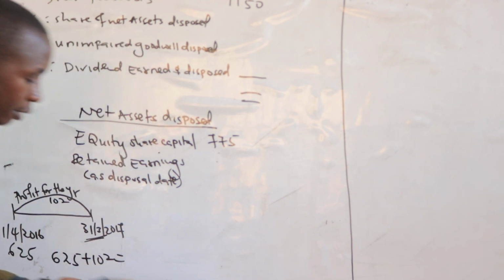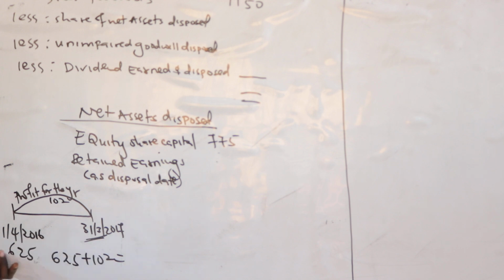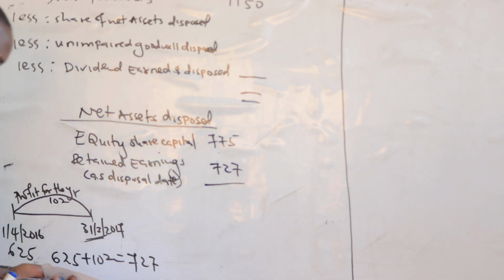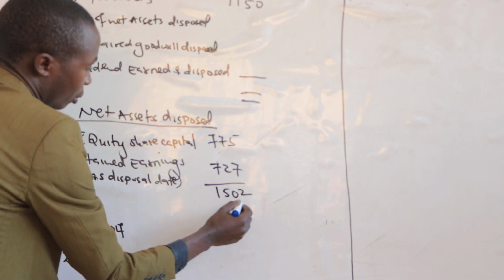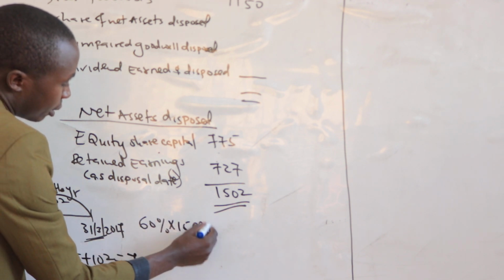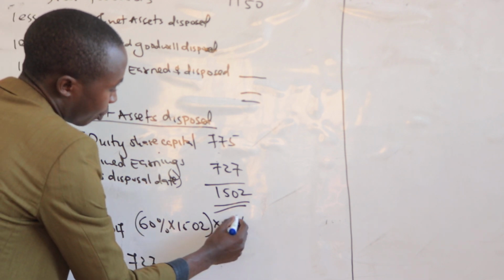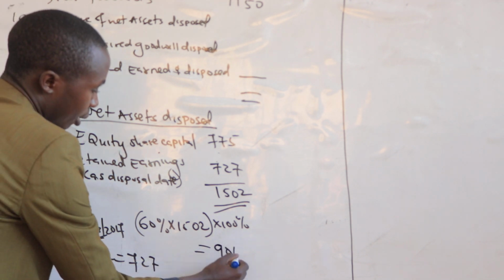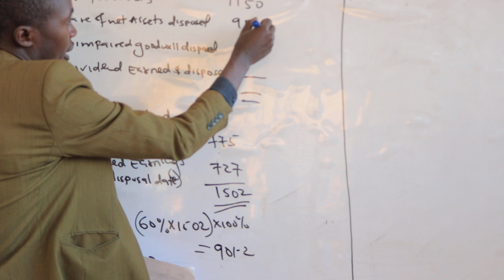I use my calculator here. I say 625 plus 102, and I get 727. So 727 plus 775 is 1502. But remember that out of that, the parent controlled 60%, but 100% was disposed. So 60% of that, I get 901.2. So this is the one I'm supposed to subtract here.